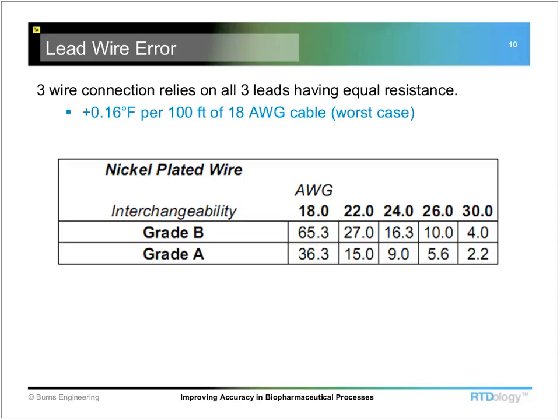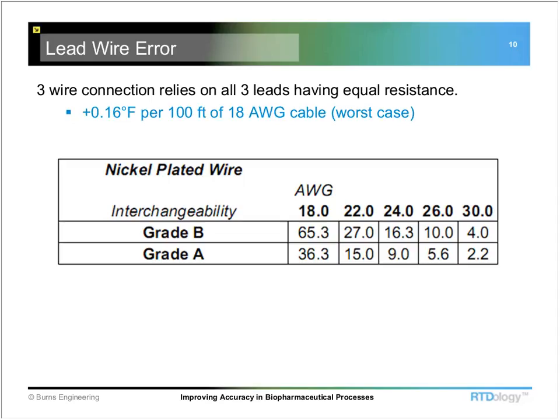Well, the 3-wire connection, this relies on all 3 of the leads having an equal resistance, because your control equipment is going to assume that the compensation loop, typically there's 2 red leads and 1 white one, and it'll measure the 2 red leads and then subtract what it sees there from the white and 1 of the reds. And in the real world, all 3 of those leads don't necessarily have exactly the same resistance. And if we look at a typical 18 gauge cable, a worst case scenario, we can have about 0.16 Fahrenheit for every 100 feet of that cable.